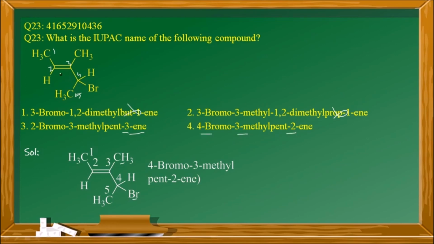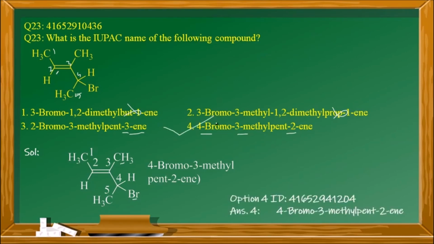What is the position of the alkene? 2 position. So pent-2-ene. Option number 4 is the correct option, friends. So the IUPAC name of the compound is 4-bromo 3-methyl pent-2-ene, which is the correct option.